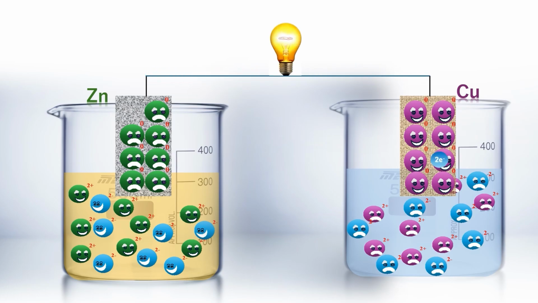Cu2+ positive ions in solution. The Cu2+ ions become Cu0, and deposit at the copper electrode. This can be represented as shown here: Cu2+ plus 2 electrons gives Cu0.